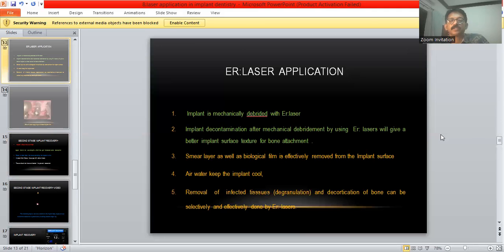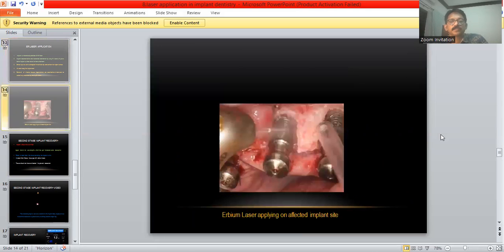Smear layer as well as biological film is effectively removed from the implant surface, and air and water keep the implant cool. So when you apply the erbium laser directly on the implant surface, since we have water as well as air application along with the laser, the implant body will not heat up. Removal of infected tissues, degranulation, and decortication of the bone can be selectively and effectively done by erbium lasers. This is a picture of the erbium laser being applied on the exposed part of the implant body, just before grafting that area.